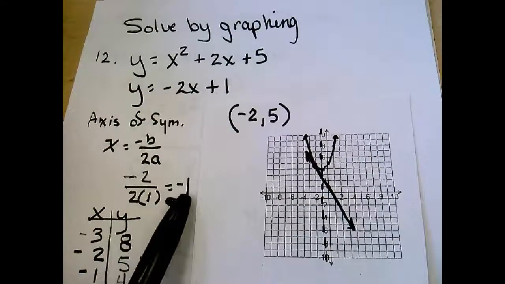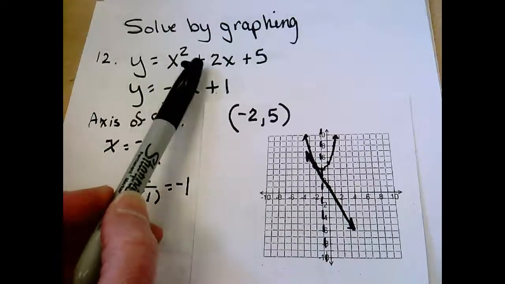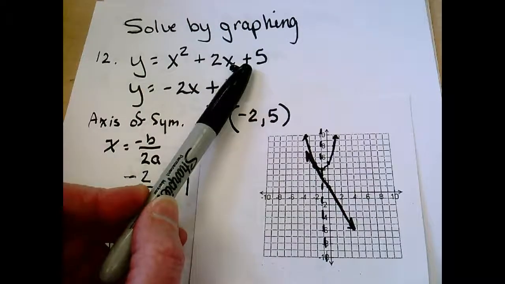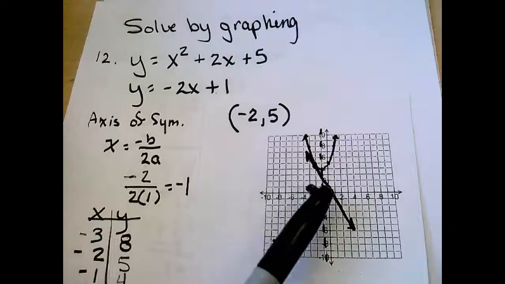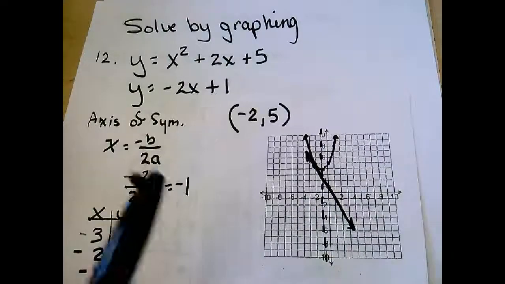Then I substitute negative 1 into my equation. Negative 1 squared is 1. 2 times negative 1 is negative 2, plus 5, and I get 4. So then I plot my vertex, negative 1, 4.